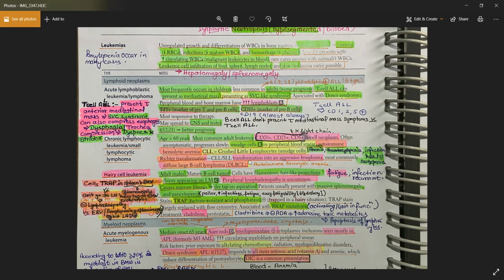So a patient having a history of pancytopenia along with these smudge cells on the peripheral blood smear, with the CD20 marker positive, that means we're looking for the chronic lymphocytic leukemia. Is that okay?